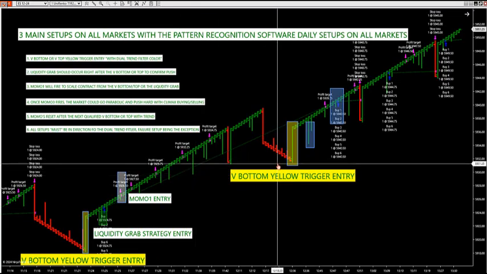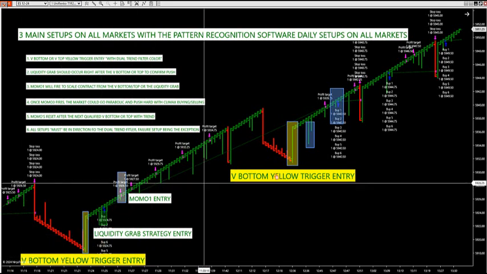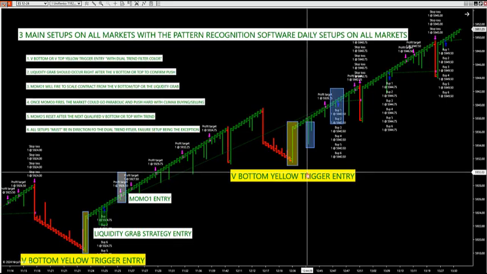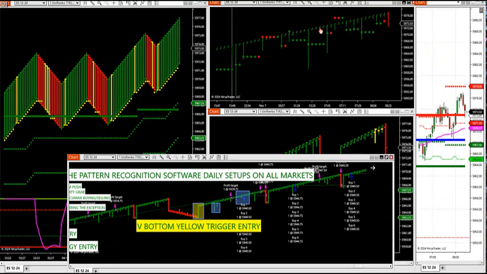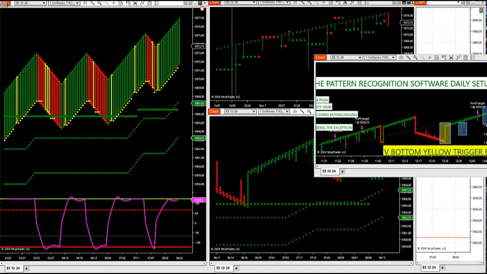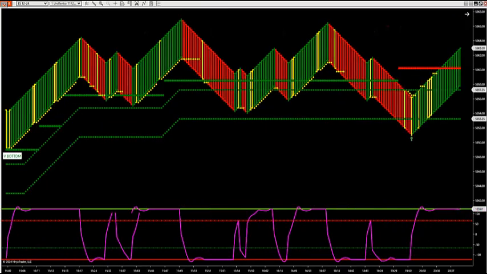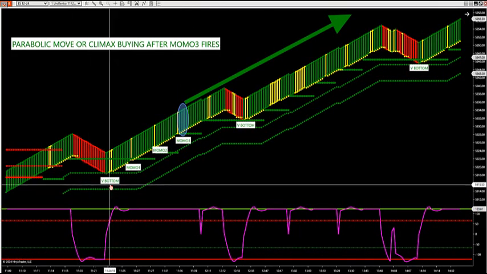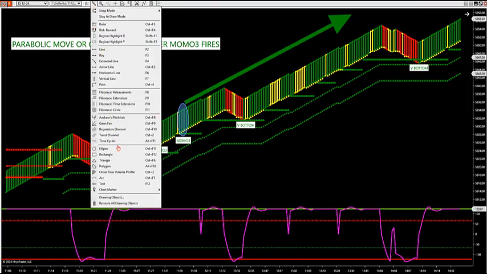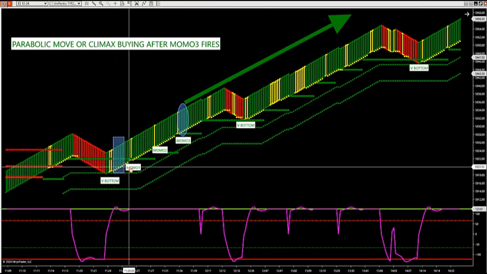All right, so that's the repetitive setup that happens on a daily basis. V bottom, liquidity grab, Momo 1 starts a process. V bottom, liquidity grab, Momo 1. Now, if you look at another chart, it's very simple to see. Very easy to see. Here's the V bottom. V bottom. That's my V bottom. This is where liquidity grab is going to happen. This is where the liquidity grab trader will go long.